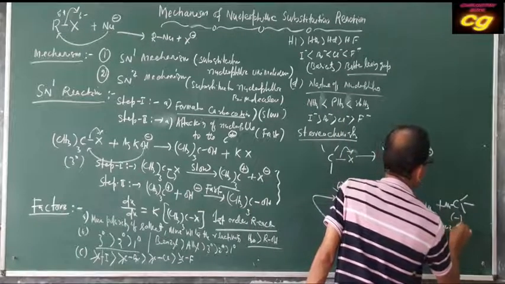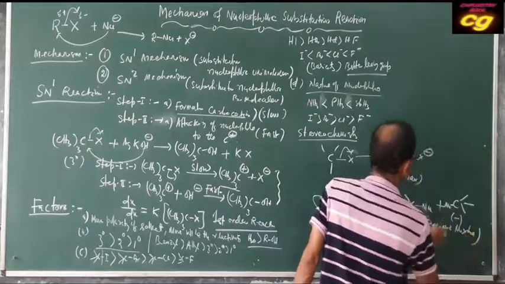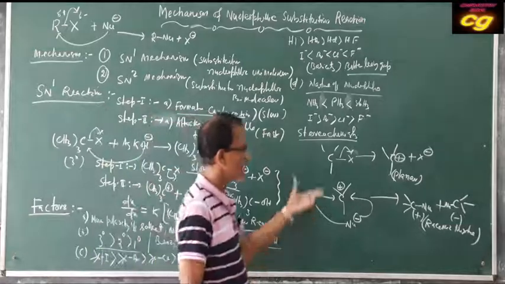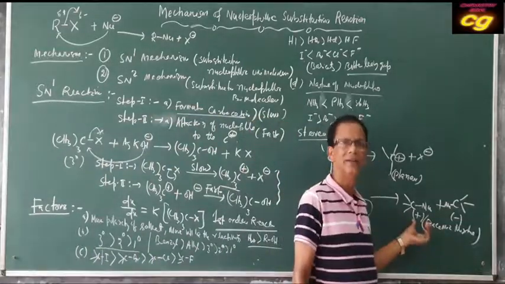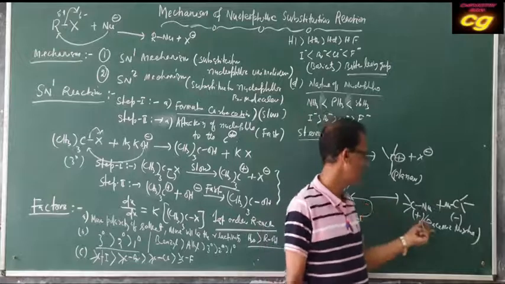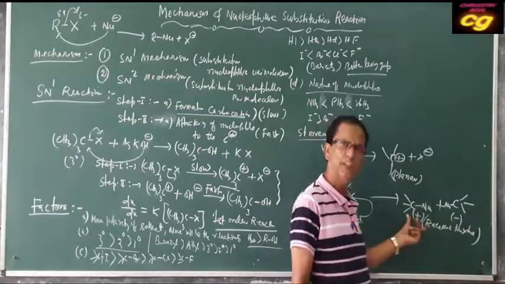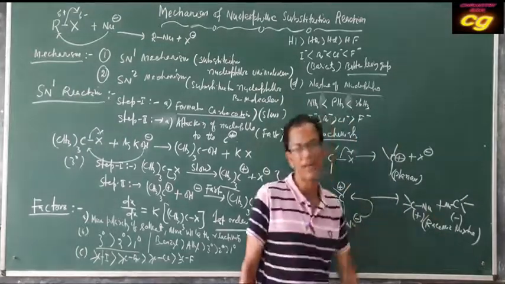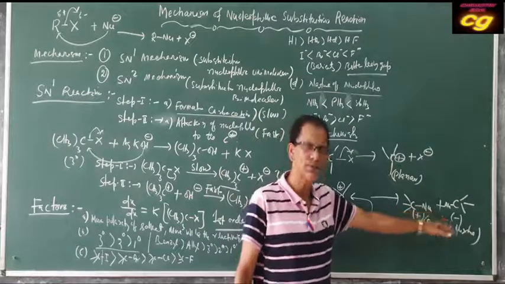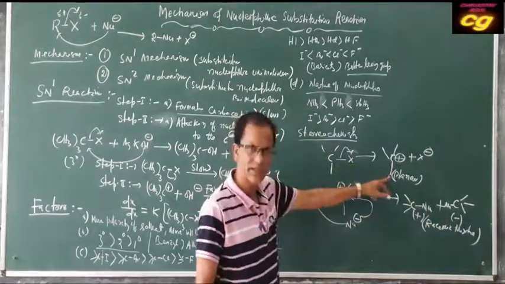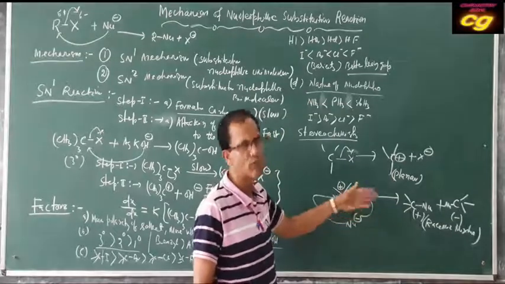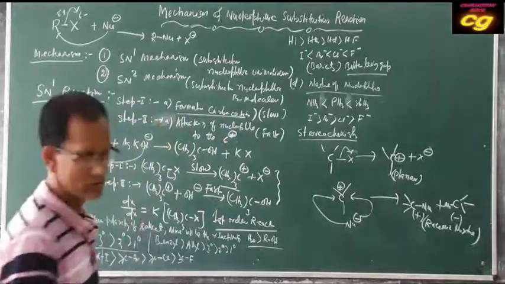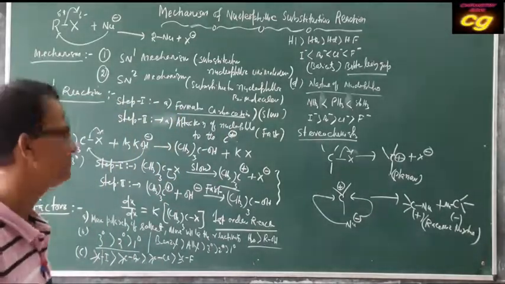Already we have discussed racemic mixture. So if you see the stereochemistry, the product of the SN1 reaction is a racemic mixture, because both plus and minus are produced. Why are both produced? Because the carbocation is planar, so the nucleophile can attack from the front side or back side. That's why a racemic mixture is the product in the SN1 reaction.